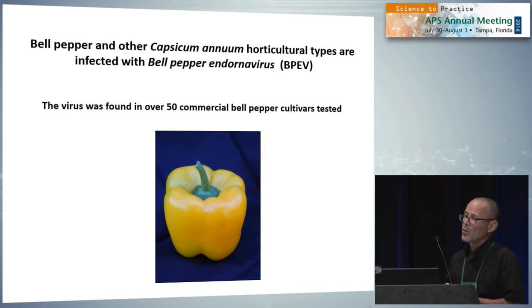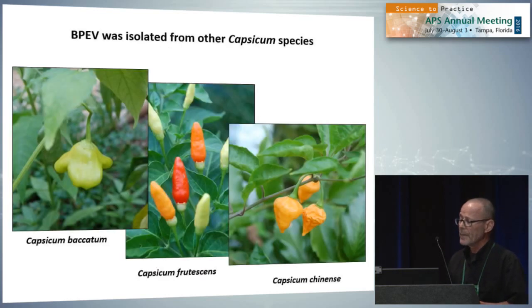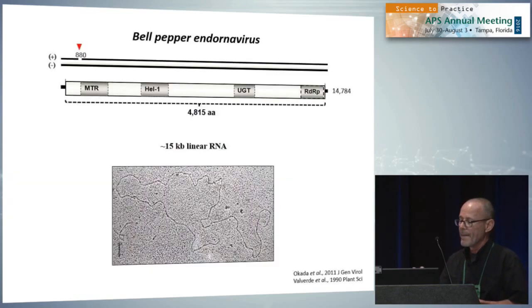What is interesting is that the virus was found in all commercial cultivars that we have screened so far. So it is universally present in bell pepper. However, the virus is also present in Capsicum baccatum, Capsicum frutescens, and Capsicum chinense. Okay, the bell pepper endornavirus is a typical endornavirus and also contains, notice, the nick in the double-stranded form in the plus strand.